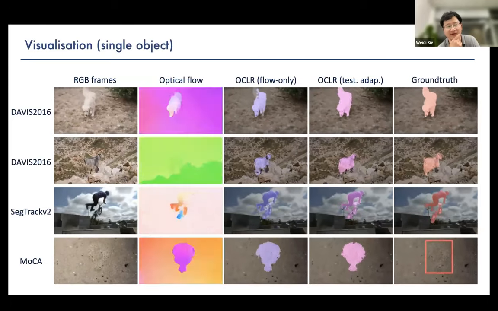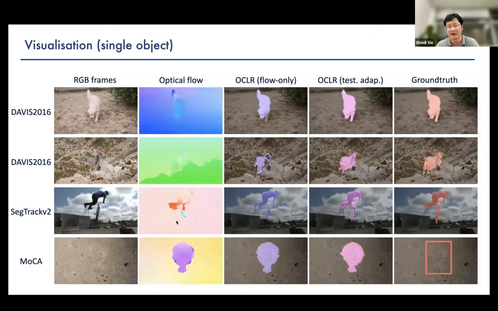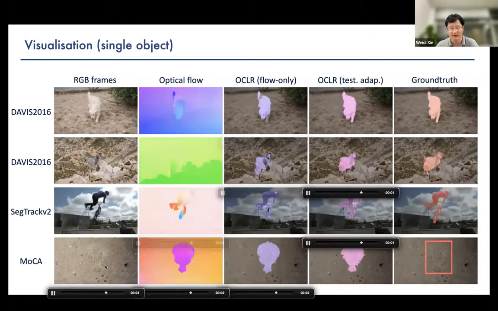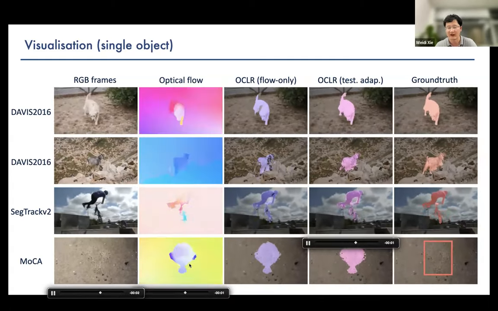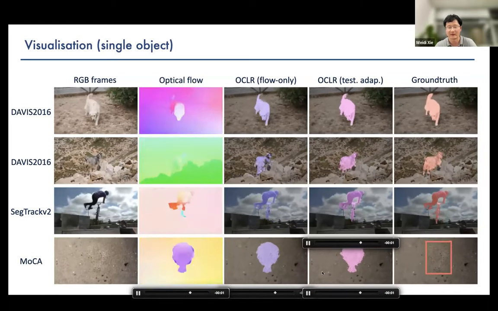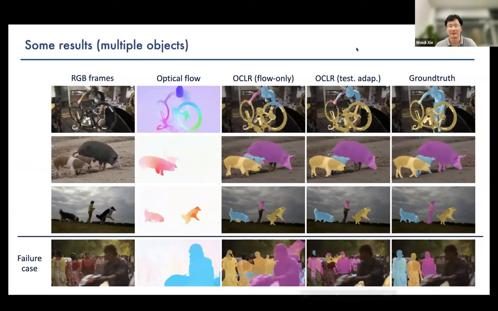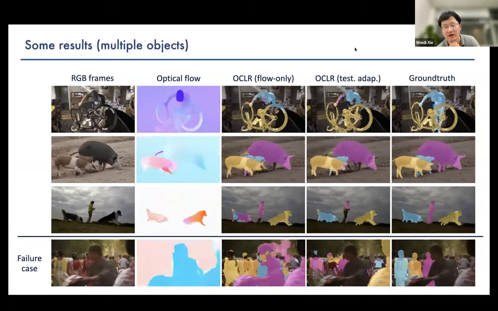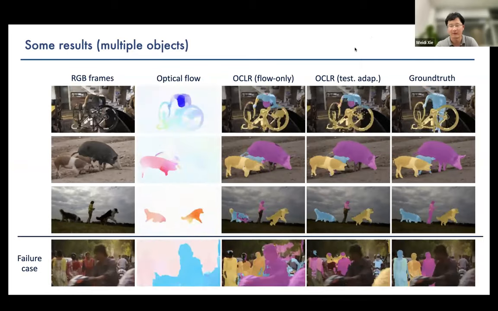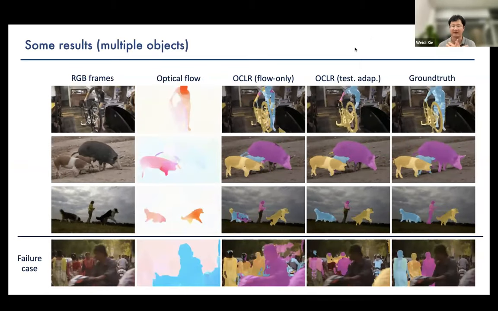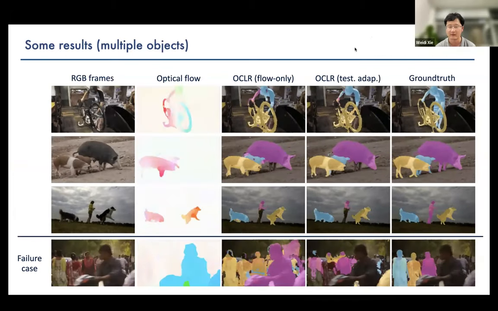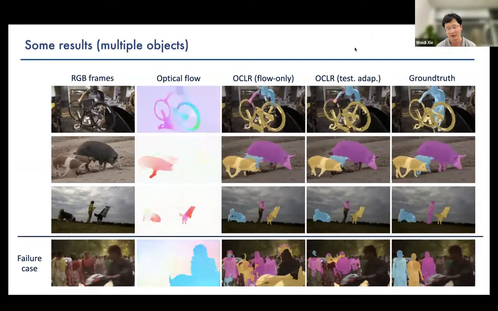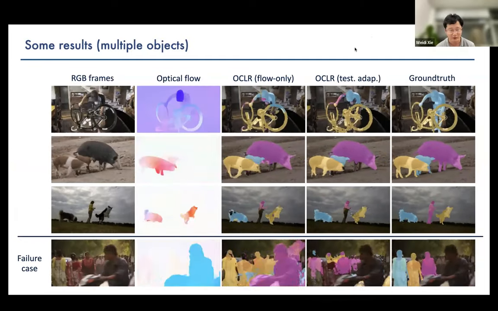And these are the results. So this is the Davis 16, so it's single objects. You can see this is the MoCA data set. In the RGB space, it's very hard to segment objects. But if you look at the flow space, it becomes easier. And this is multiple objects, so this is Davis 17. For the pigs, you can see even with severe occlusion, the model can still segment or track them. Note that all the models have been trained completely without any human supervision or human annotations.